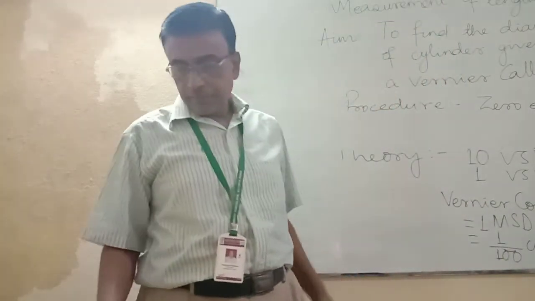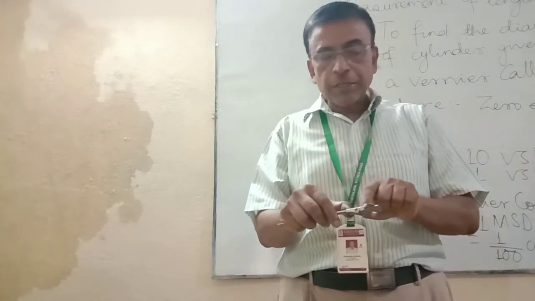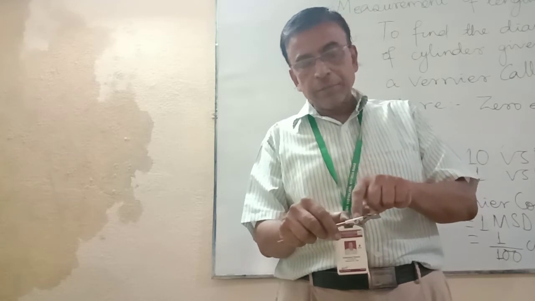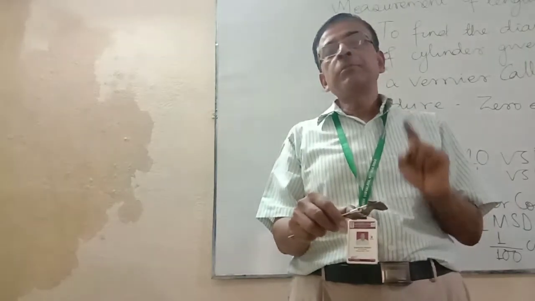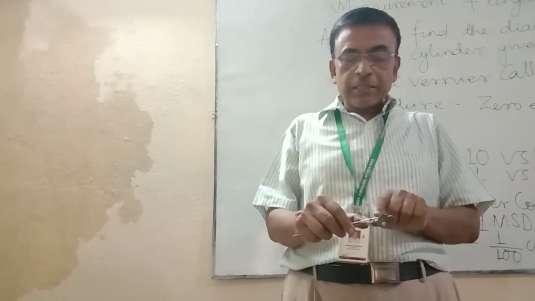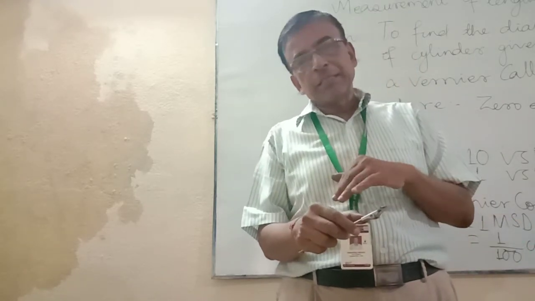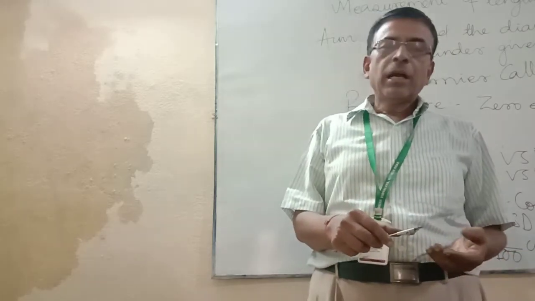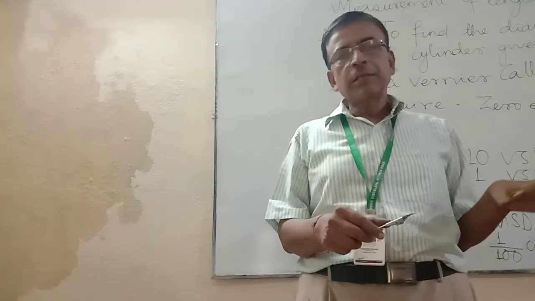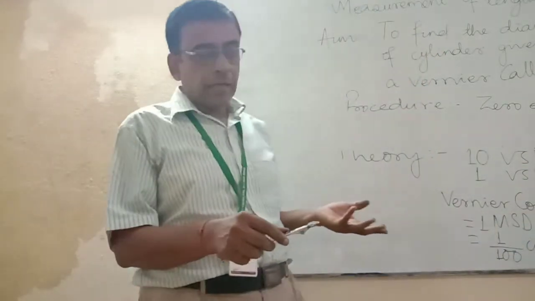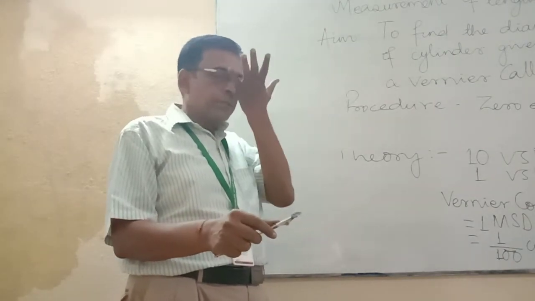Zero error means when you are using the device, first you have to check that the zero of the vernier scale coincides with the zero of the main scale. Then only you will say that it is free from zero error. If the vernier scale zero is left or right of the main scale zero, then there is some zero error. If it is right, you have to subtract it. If it is left, then you have to add it. So this is all about this error and how to correct it. This instrument is free from zero error.